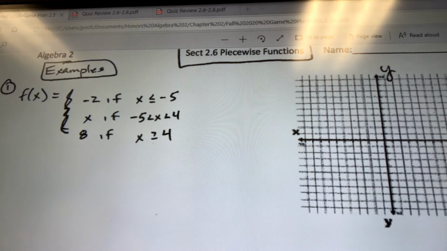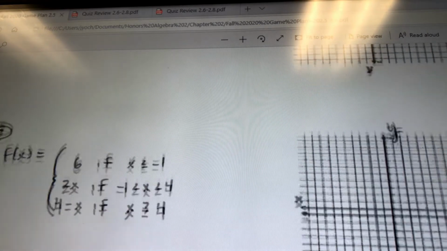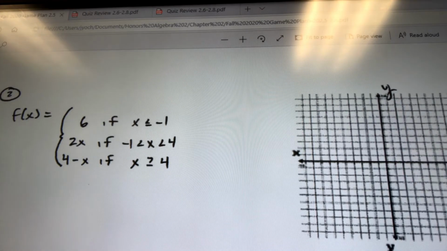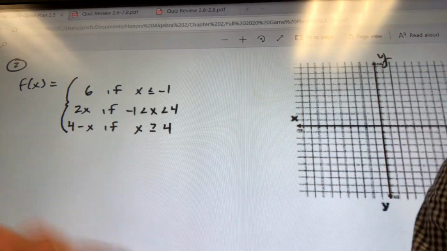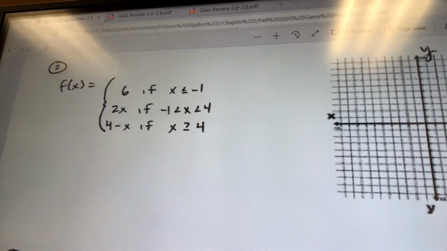On page 6, section 2.6, in your 2-5-2-8 game plan, we're going to look at number 2 and 3 on this page. If you missed some questions, here's number 2. Here's how we're going to handle it again.